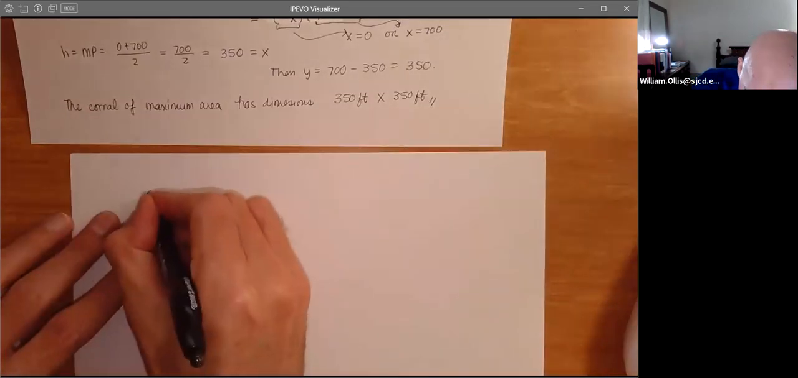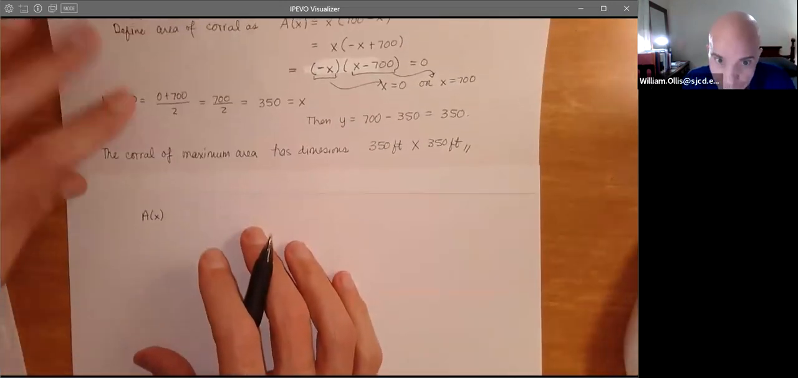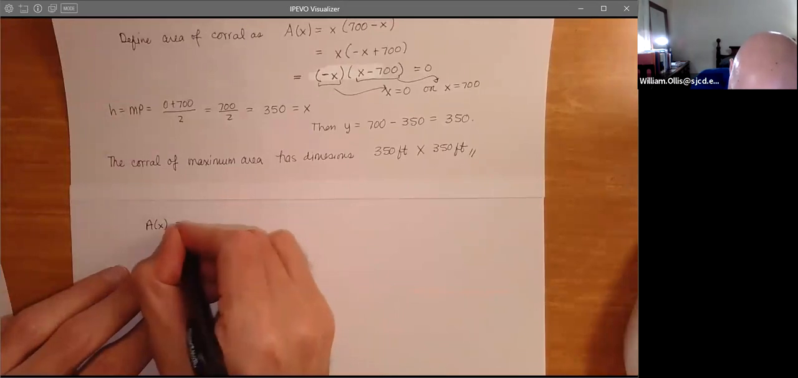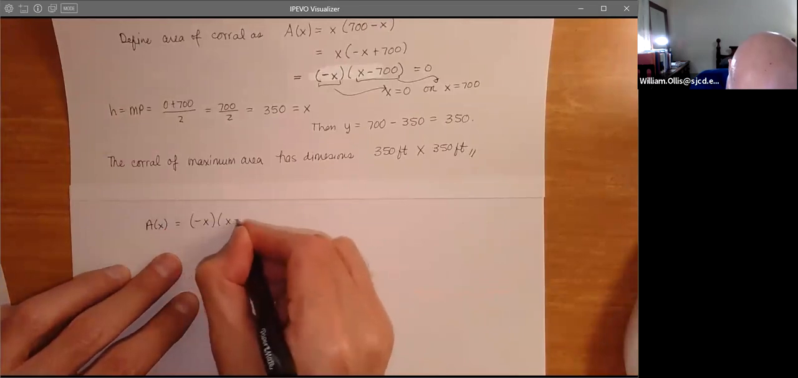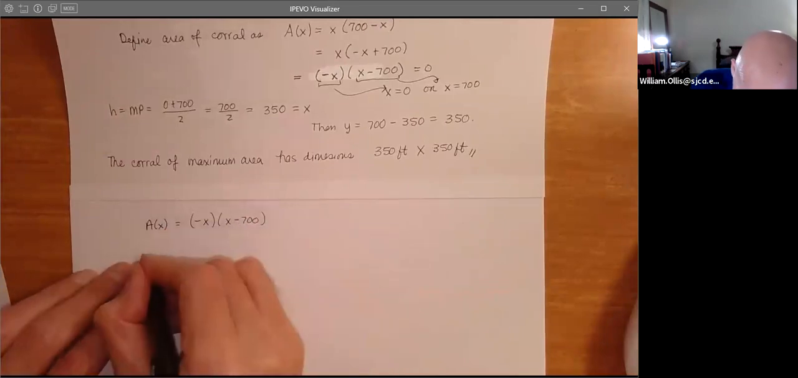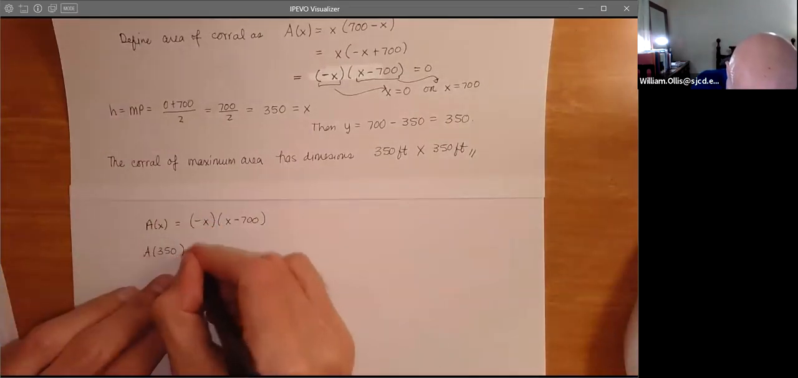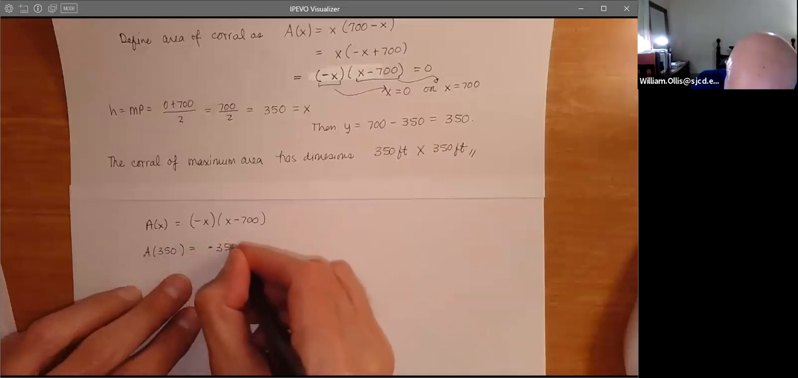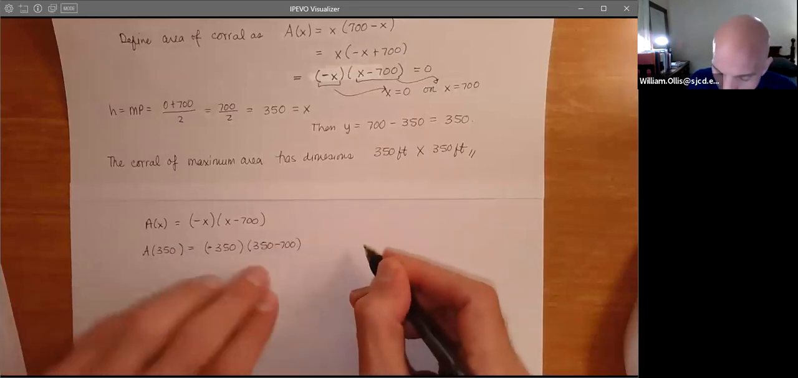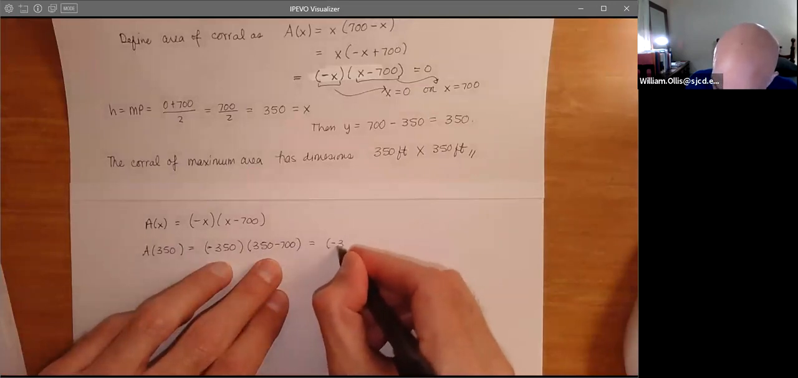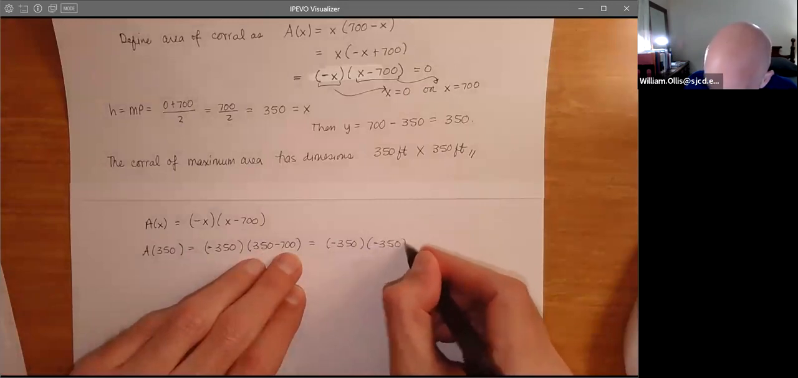Okay, so we have A of x. Let's just write down what we have from here. Bring this down a little bit. A of x equals negative x times x minus 700. That's just that factored version. So A of 350 will be negative 350, and then 350 minus 700. Use any form you like, but of course this will just be negative 350 times negative 350. And of course the negatives absorb.